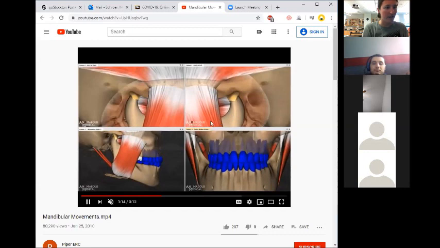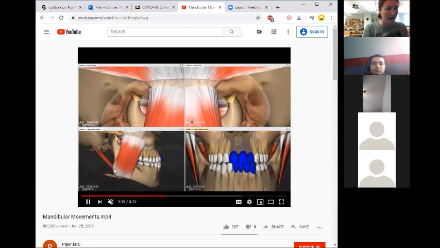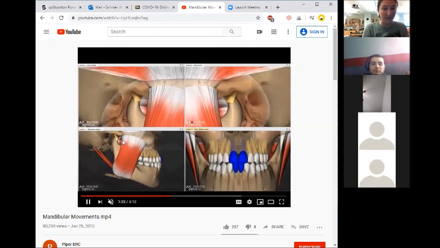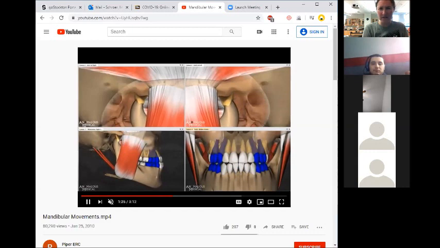I should keep pointing at the screen so you can see that. This here is the masseter, and the pterygoids are behind the masseter. Okay. Does that make sense? Any questions about that?